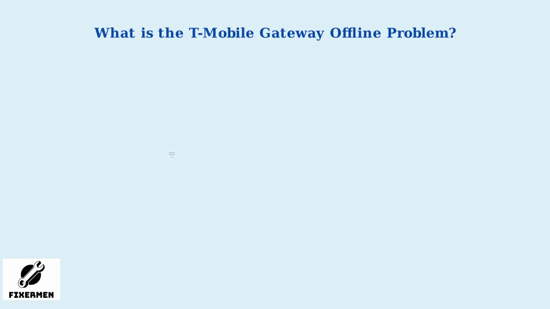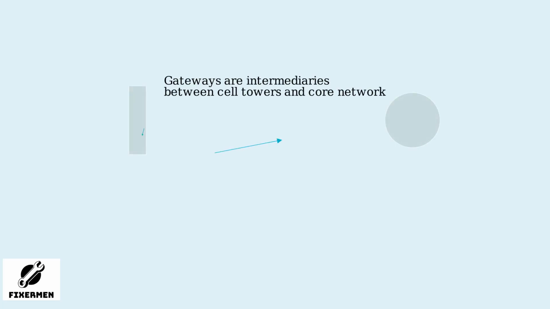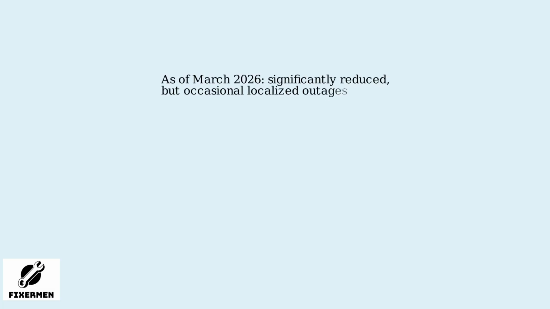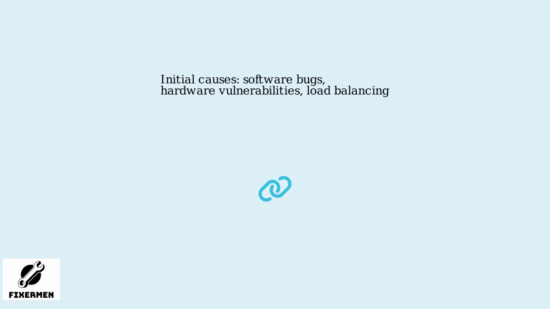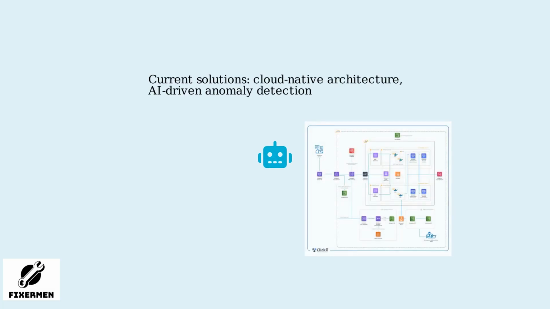The T-Mobile gateway offline problem refers to instances where T-Mobile's 5G gateways disconnect from the network, causing internet outages for users. These gateways act as intermediaries between cell towers and the core network, routing data and managing connections. As of March 2026, the problem has been significantly reduced, but occasional localized outages still occur, especially during peak usage or in rural areas. Initially, the problem was more prevalent due to software bugs, hardware vulnerabilities, and load balancing issues. Now, T-Mobile uses cloud-native architecture and AI-driven anomaly detection to avoid issues.